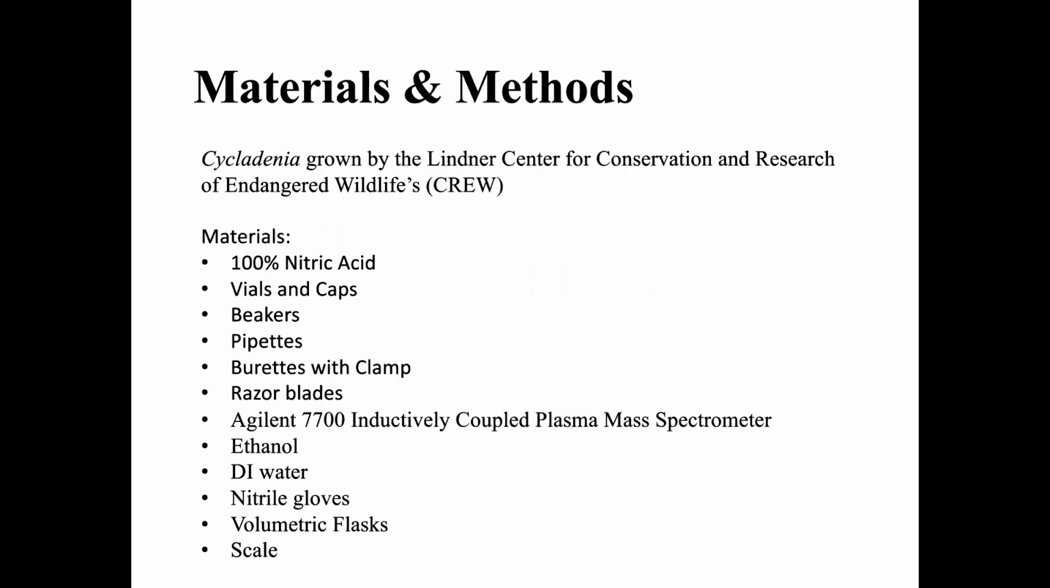Here are some of the materials and methodology used for this research. We received our plants from the Cincinnati Zoo, and some of the materials that were used were 100% nitric acid, vials and caps, beakers, pipettes, burettes with clamps, razor blades, the ICP-MS machine, Agilent 7700, ethanol, DI water, volumetric flasks, scales, and for safety, nitrile gloves and goggles.